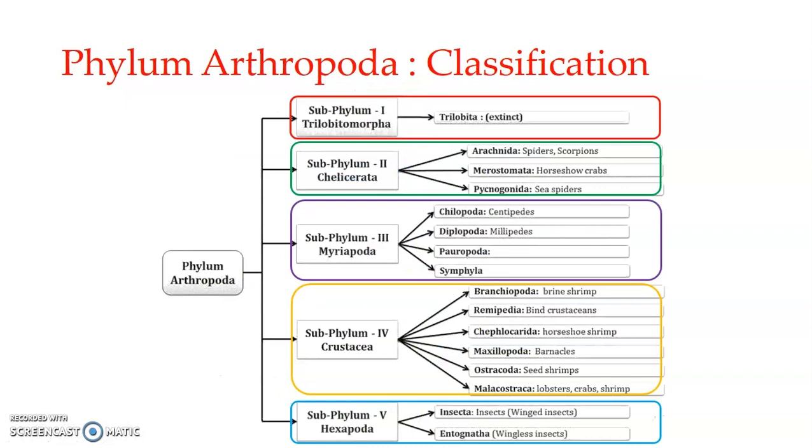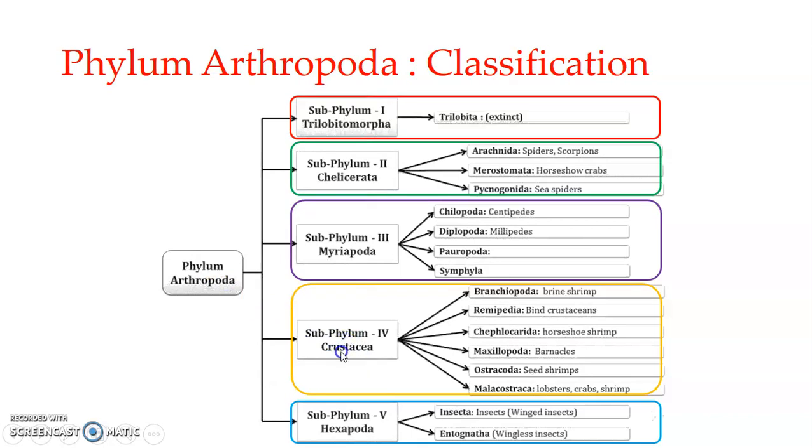The next one we have is Crustacea. The Crustacea subphylum includes crabs, lobsters, barnacles, shrimps, prawns, etc. The name has come from the root word crusta, which means a hard shell.